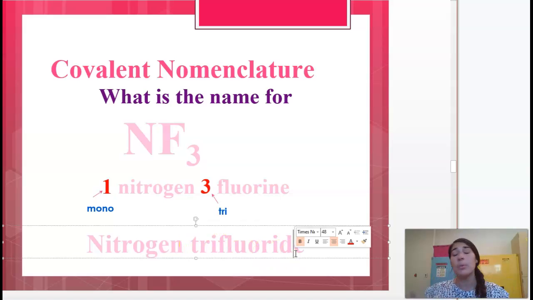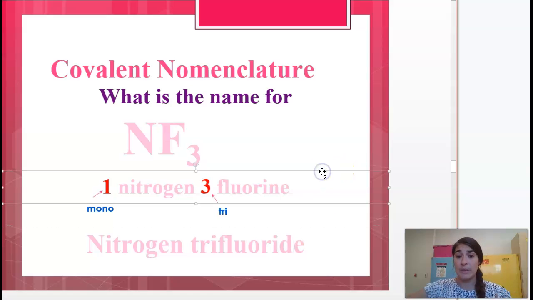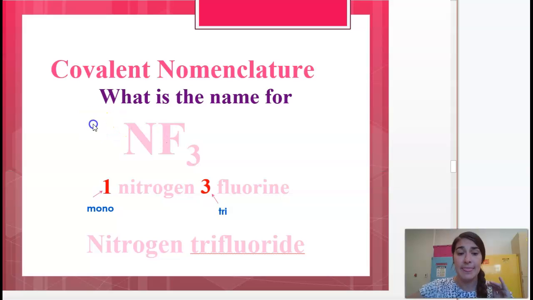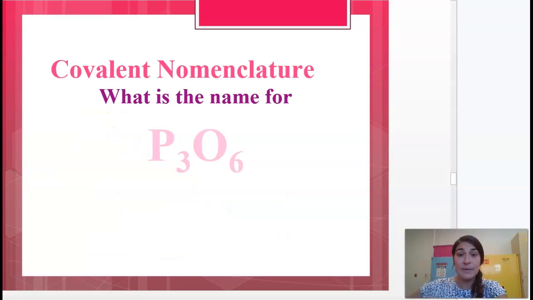And again, I really want to point out that this is totally different than ionic. When we had a formula like AlF3, aluminum fluoride, we just called it aluminum fluoride. It was not aluminum trifluoride. This is only for covalent. This is only for 2 non-metals together. Okay, so if your formula, right, nitrogen and fluorine are both non-metals, that is how you know it's covalent. Okay, so I'd like for you to go ahead and think through this one and submit an answer for this.